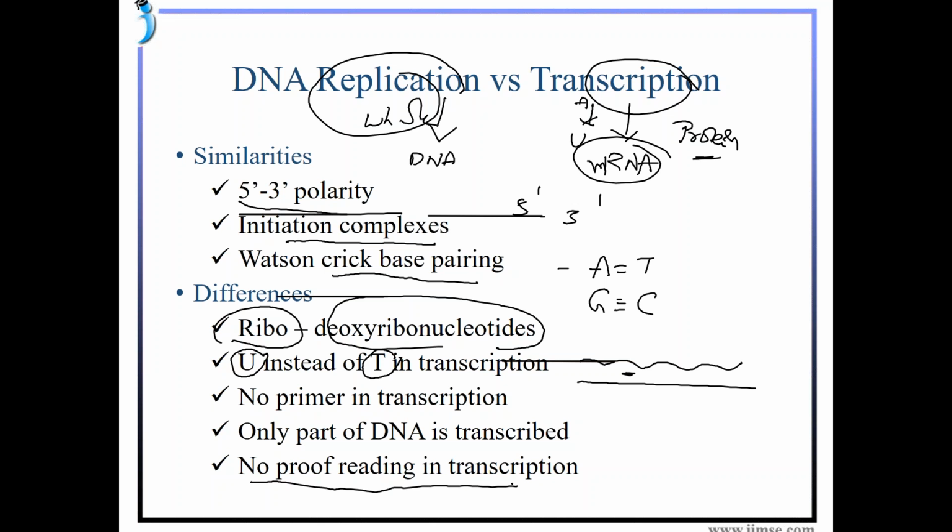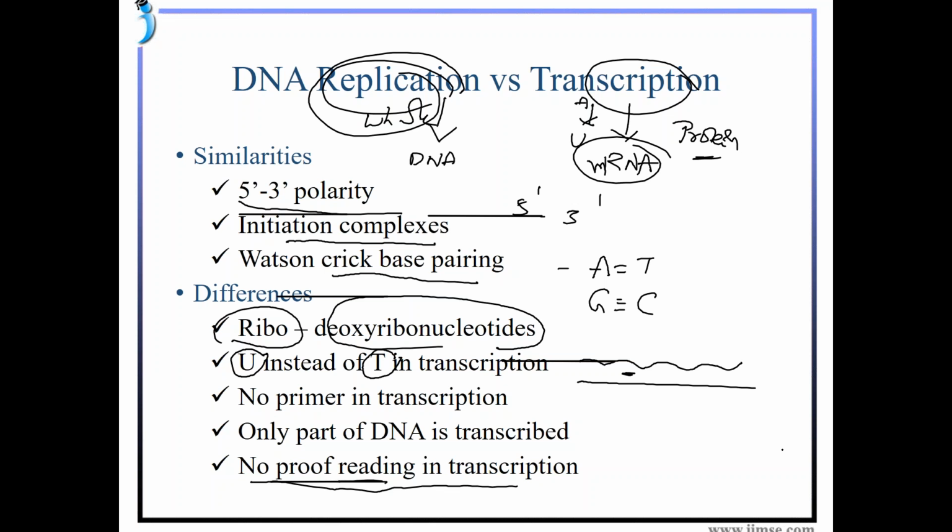And this is a question for you. Why you don't require proofreading in transcription, but you need proofreading in replication? So anyone can guess? Anyone wants to answer? Why there is no requirement of proofreading in case of transcription, but you require sophisticated proofreading in case of replication?